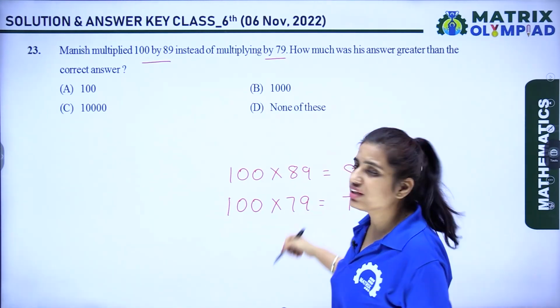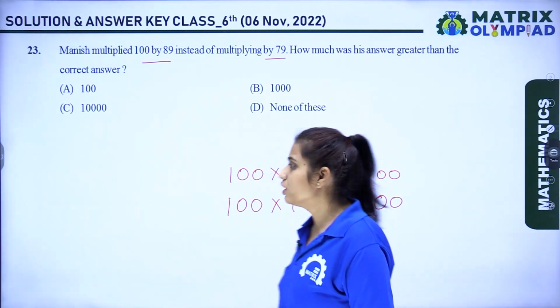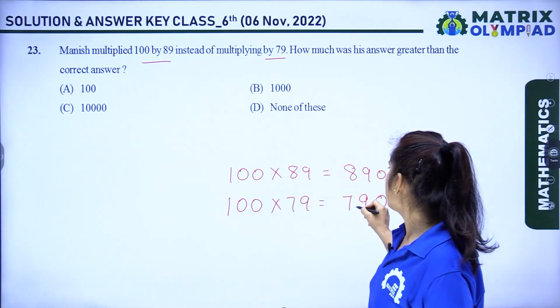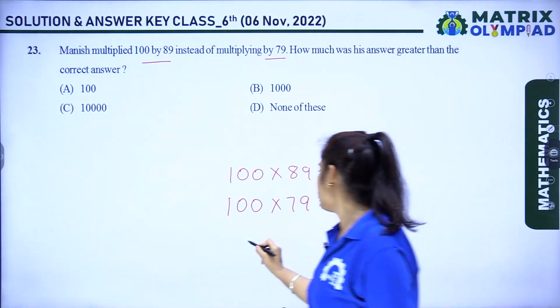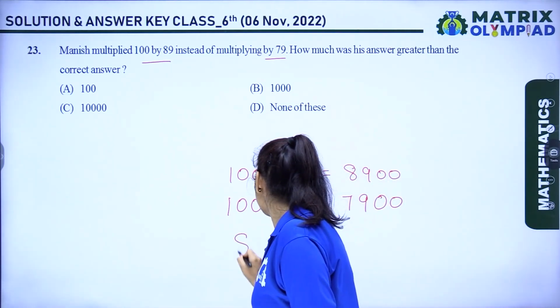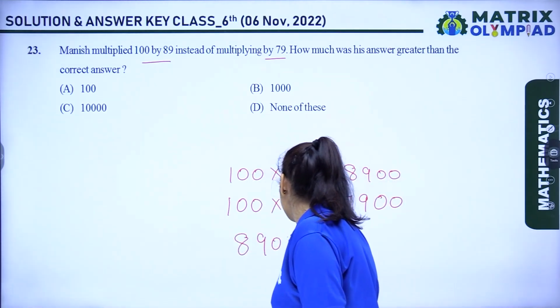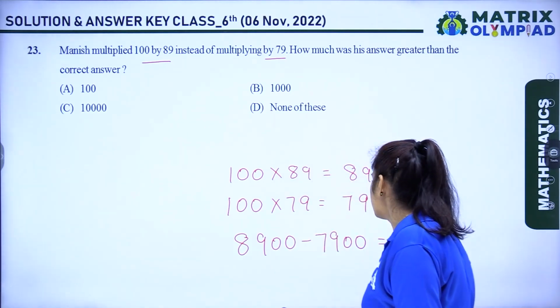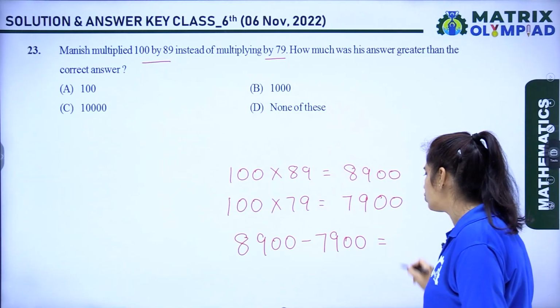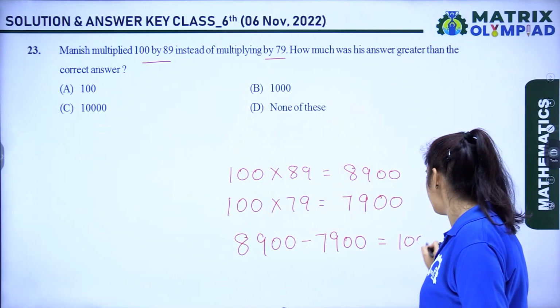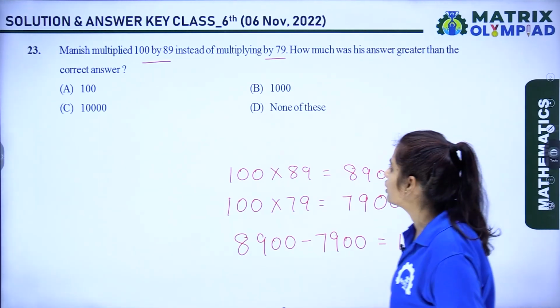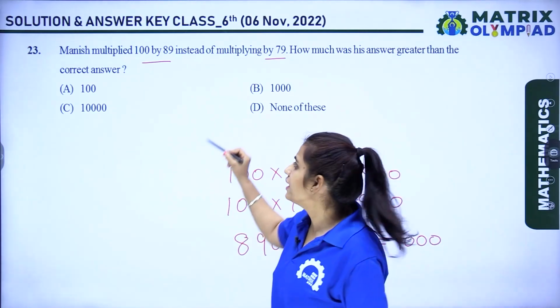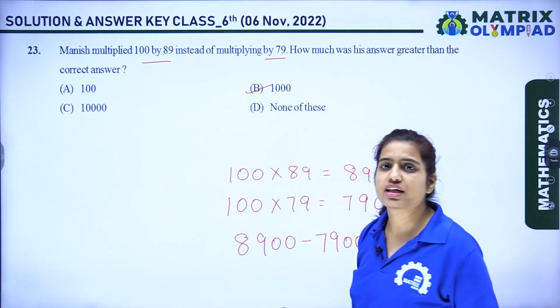So we have to find the difference between these two numbers. Here the greater number is 8,900. We are going to subtract 7,900 from 8,900 so that we can get the difference between these two numbers. So here the difference is 1,000. So according to the options, we can say that option B is the correct answer.